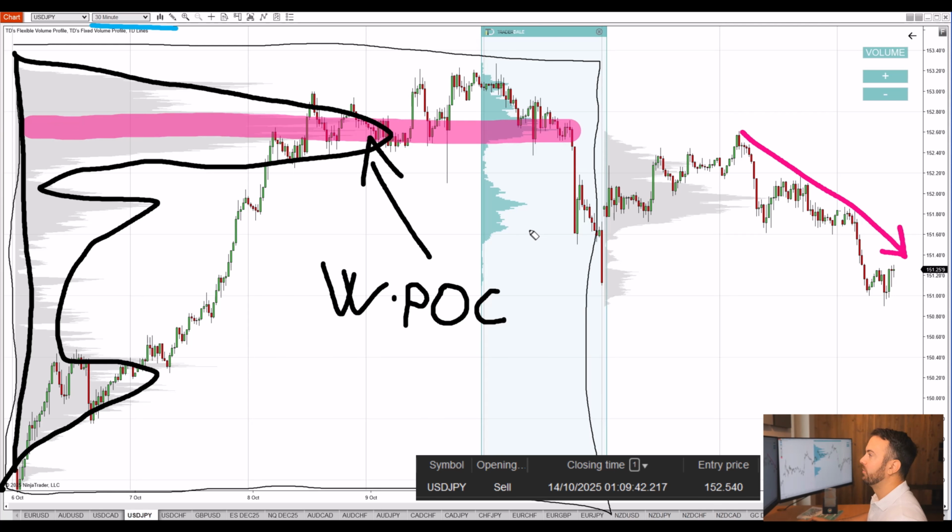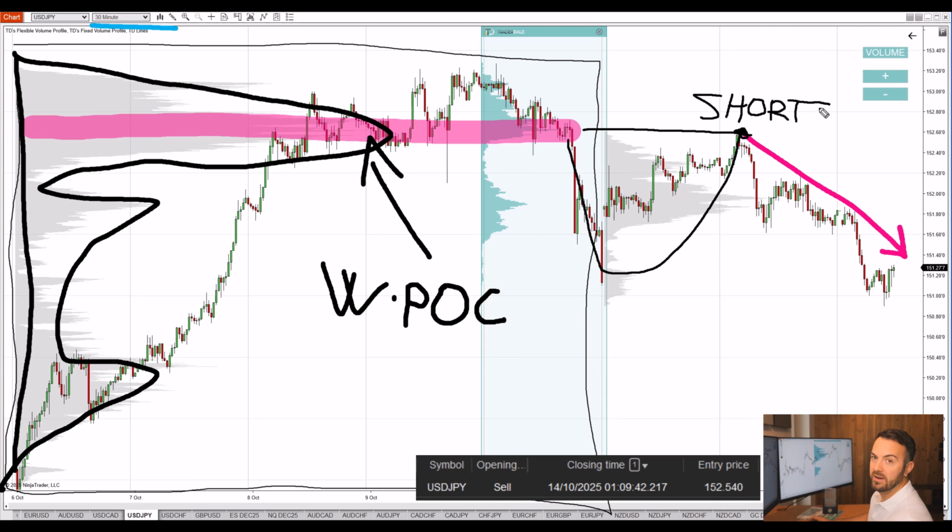Right? That's the weekly point of control. So the way you can trade this is you wait until the price moves away from the point of control. You can see that in here, the price moved away from that point of control, it went downwards. Then I was waiting for a pullback, and because it went downwards from the point of control, I went short from here, from the point of control, right? That was it. Pretty simple, right? You just wait for the pullback to the point of control and then you enter the trade.